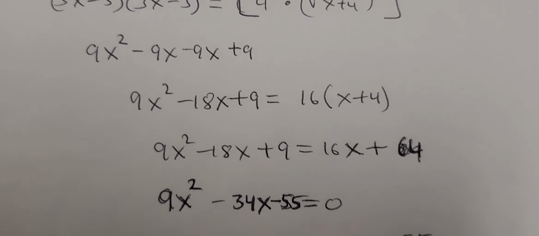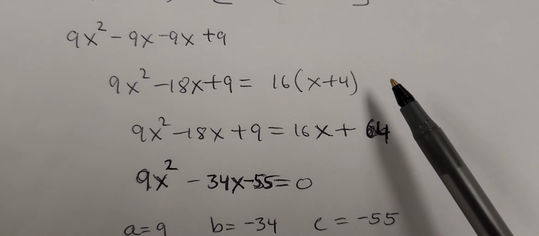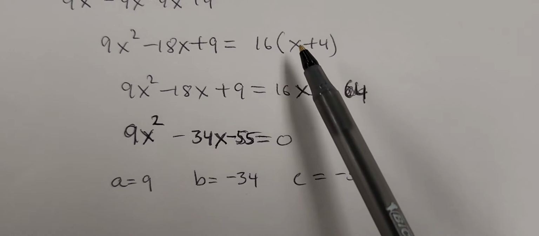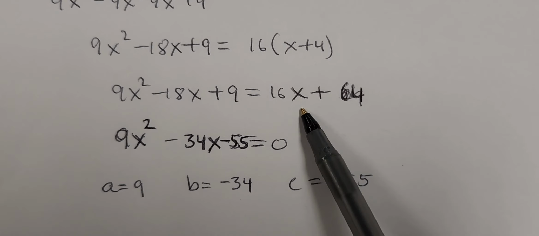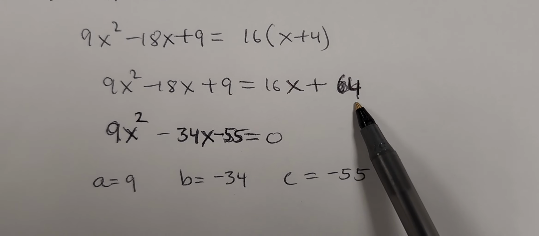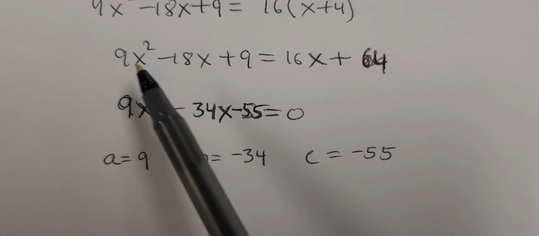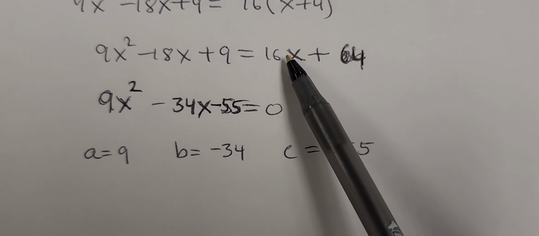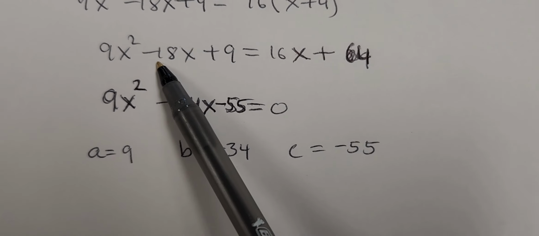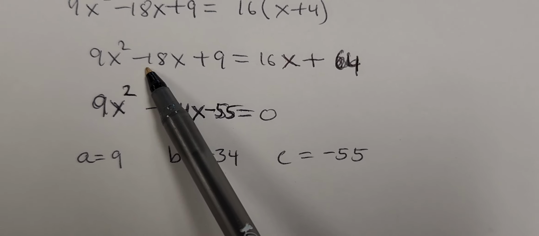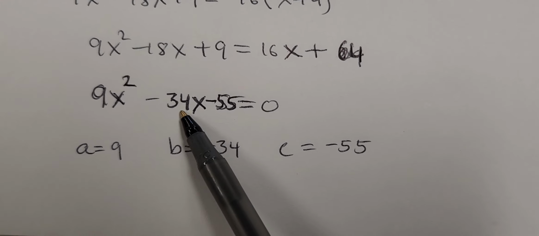Okay, and then next I still have parentheses, so multiply this out. So on the left side I bring it straight down. 16 times x, 16x, 16 times 4 gives me this 64. Combine like terms again, bring everything to one side. So this is positive 16. I brought it over, becomes negative 16. So negative 18 plus negative 16 gives me negative 34.